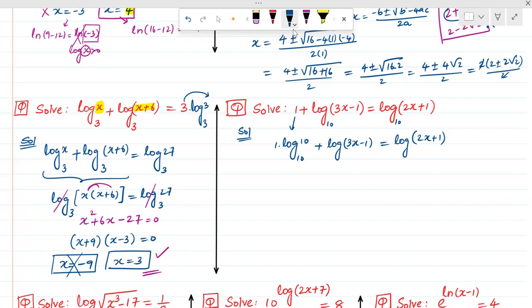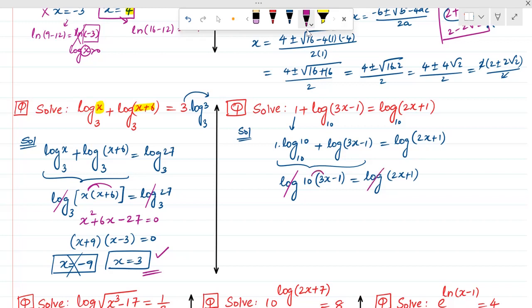Now, if you move the 1 here, 10 to the power 1 is 10. So, as per the property of log, I will write log of 10 times (3x minus 1), since it is a plus, it is a product, equal to log of (2x plus 1). Since the base is 10, I can write it just as log. It means that it is a common log, it has base 10. Now, the log on both sides can cancel.